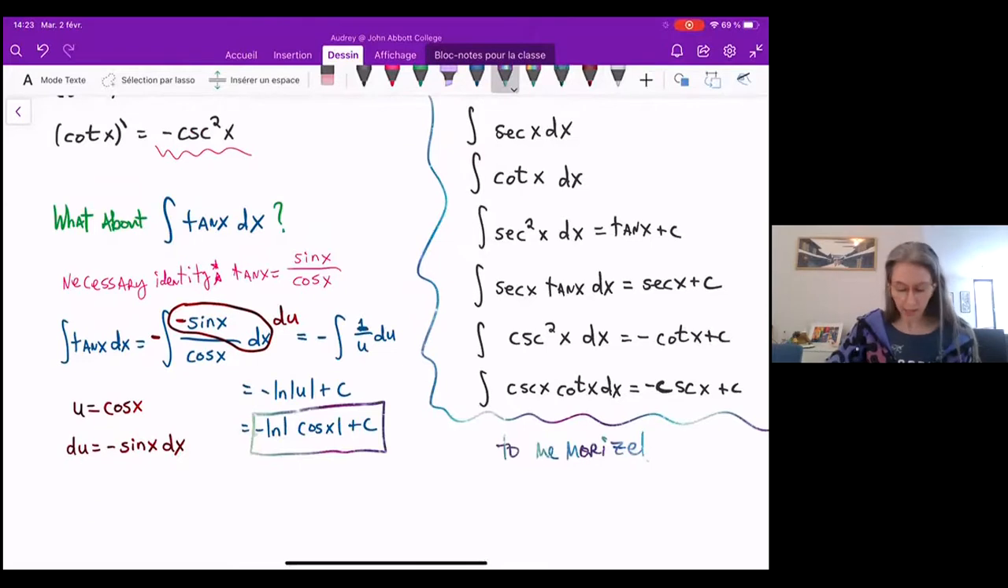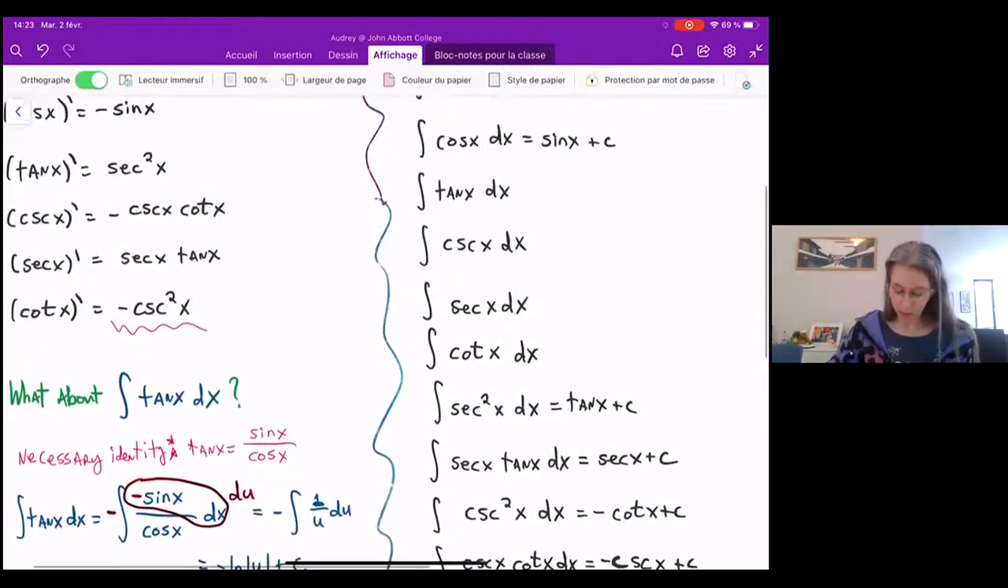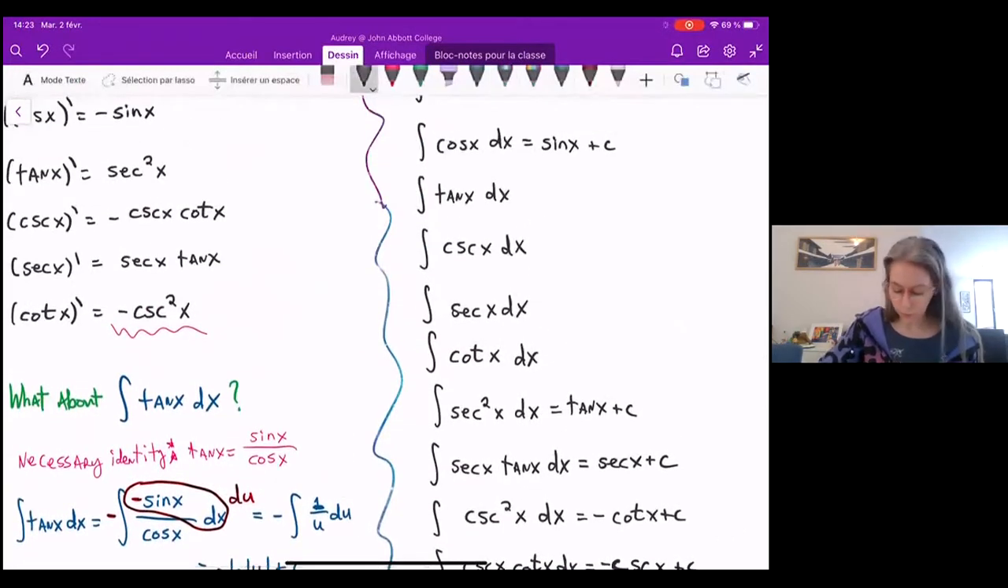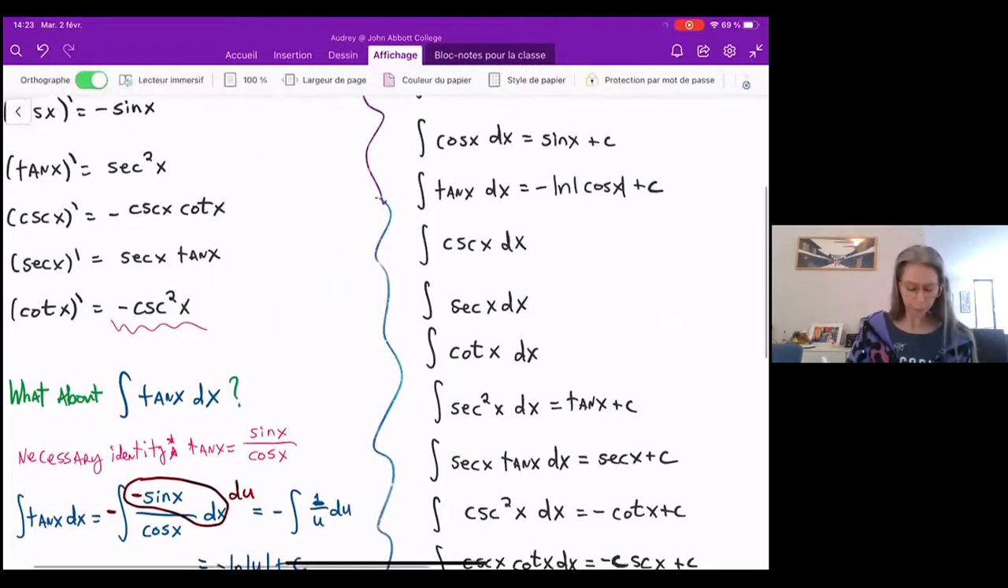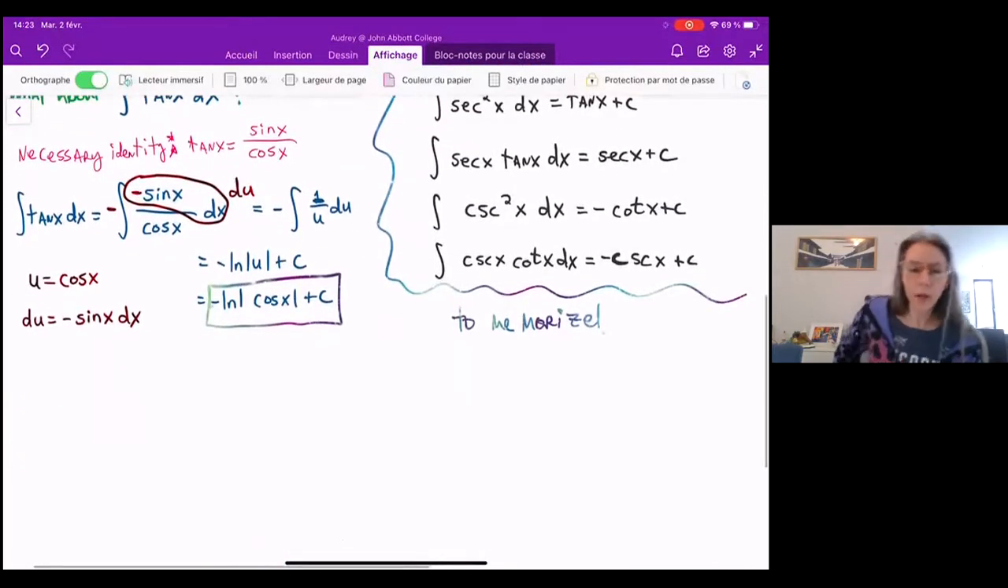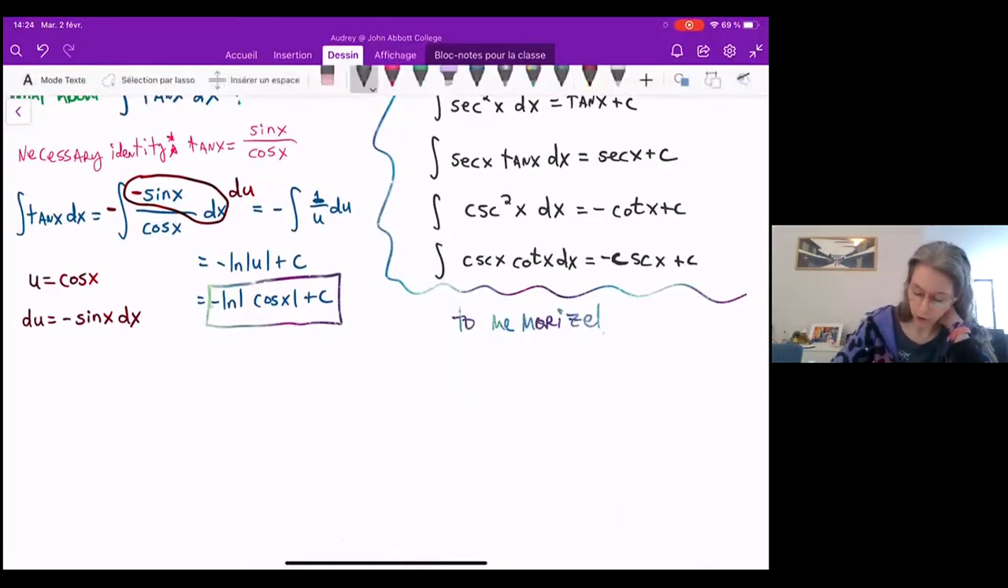That said, hopefully you can just memorize that. We're going to add it here to our list of known forms. Negative natural log of cosine x plus a constant. Now, I want you guys to take a minute to try to find the antiderivative of cotangent x.